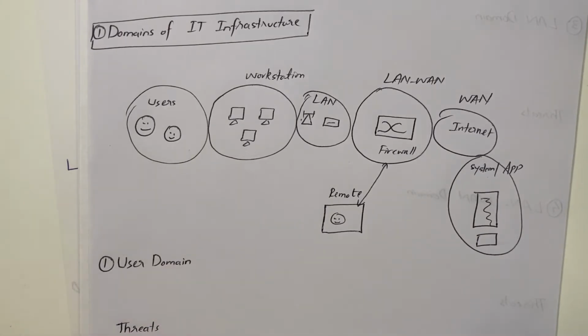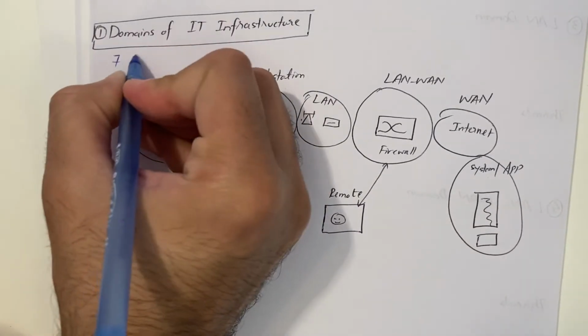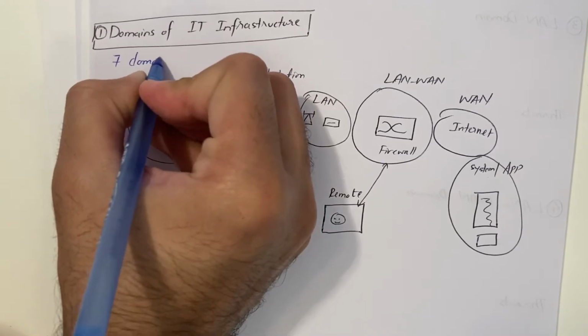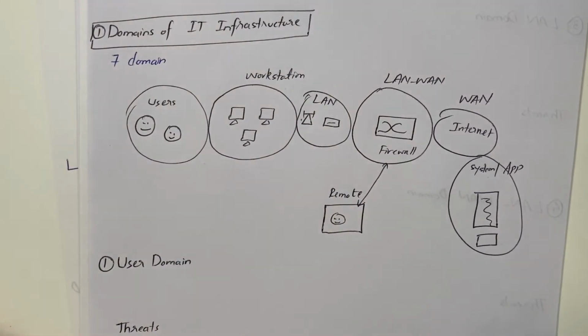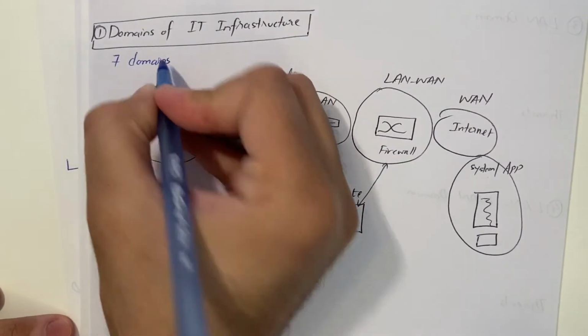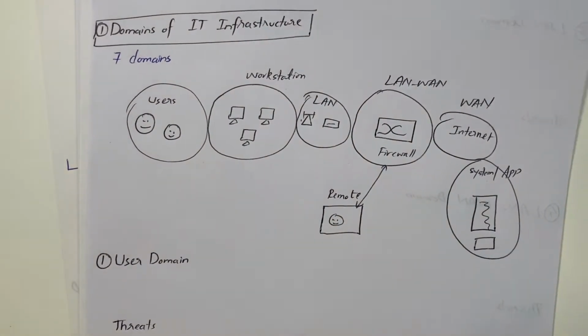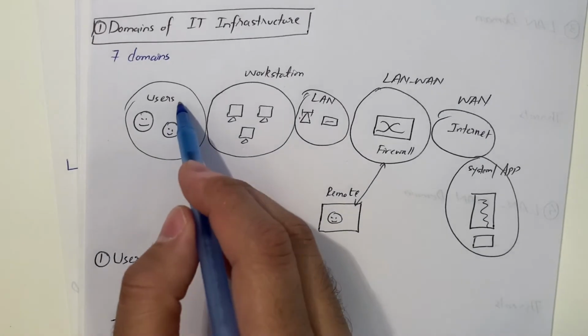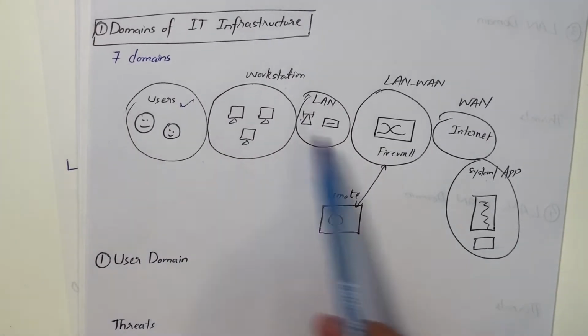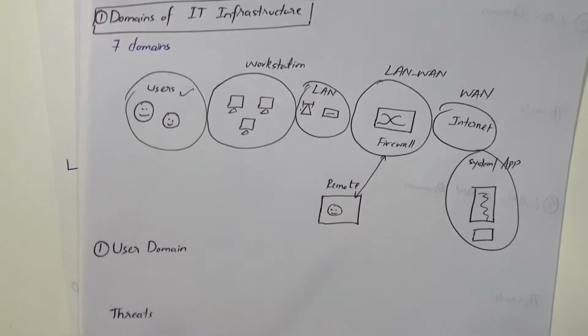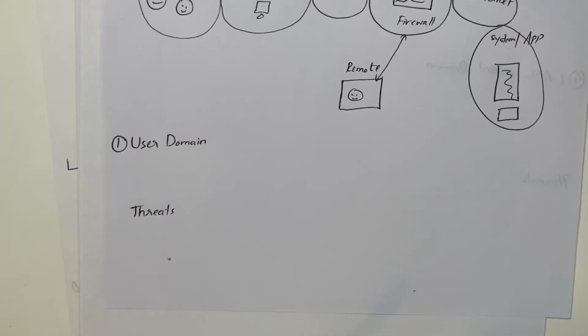In a typical information system, or a typical IT company, there are mainly 7 domains, and each domain has different kinds of threats, different kinds of devices, and all that. So let's go through these domains one by one. All these domains are part of IT infrastructure. Let's start with the first domain, the user domain.